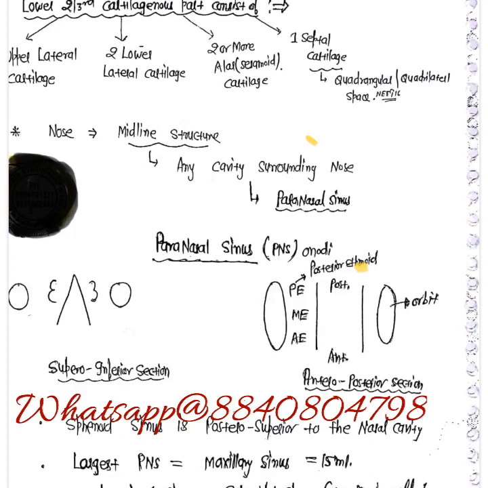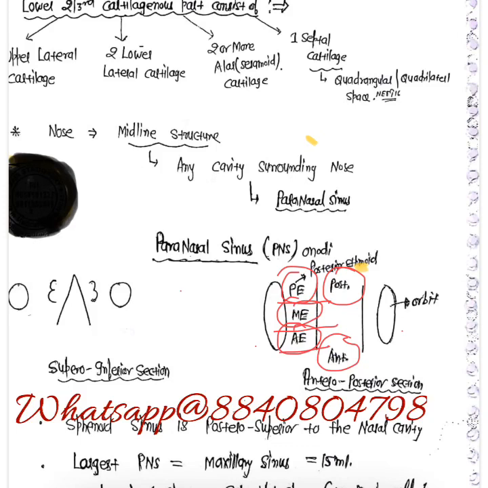The important sinuses for you to note are the maxillary sinus, frontal sinus, anterior and posterior ethmoid, and the sphenoid sinus. If you see the location of anterior, middle, and posterior ethmoid, this is your nasal cavity, anterior part, posterior part, this is your orbit, and anterior, middle, and posterior ethmoids are located here. Although the middle ethmoid cannot be seen when you do surgery, the anterior and posterior ethmoid you can delineate.